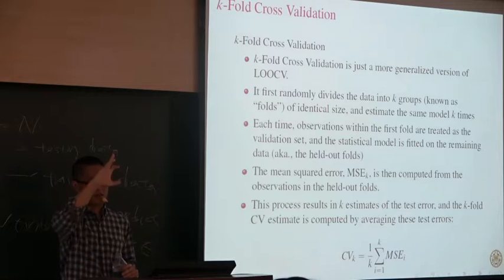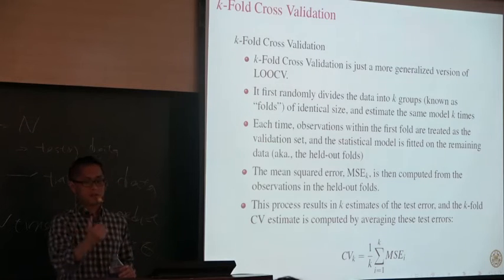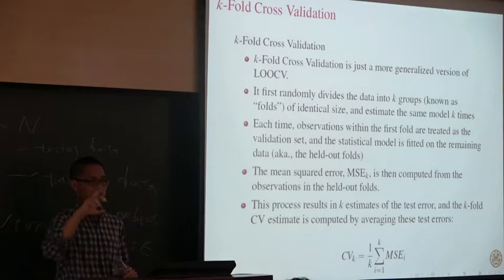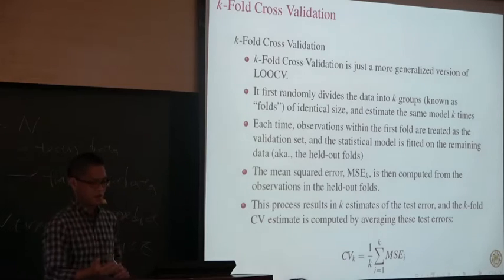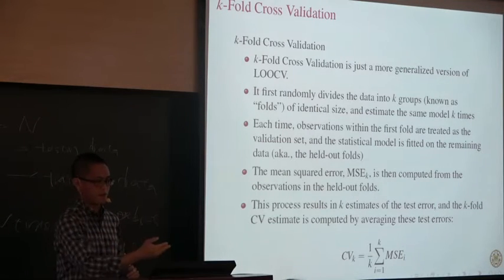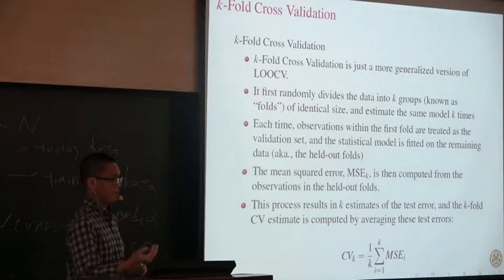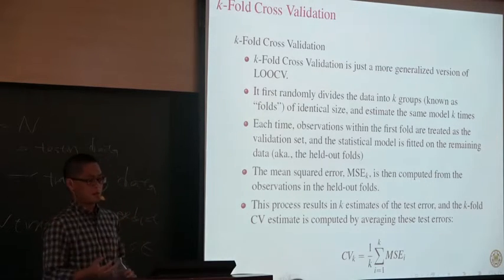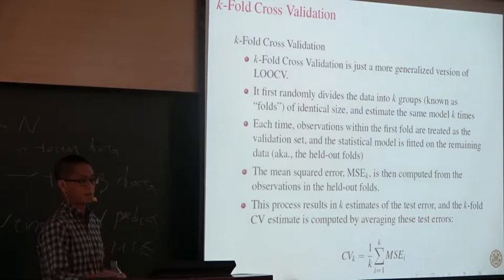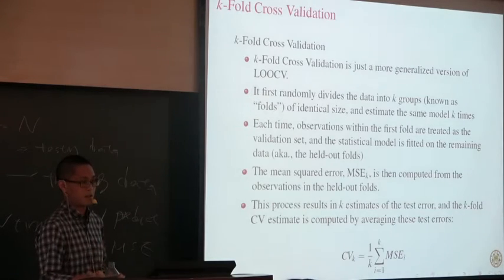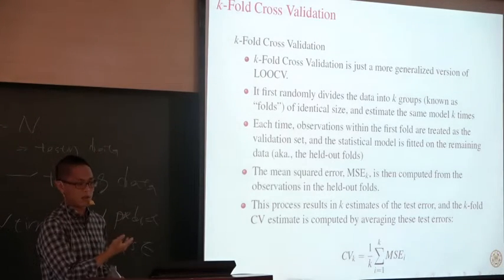Right? With K times of train-test split and estimation, equivalent to the size of the data. So for each time, it's just the same. Observations within the first fold are treated as the validation set, and then the statistical model is fit on the remaining K minus 1 folds of data. They will be used as the training set.